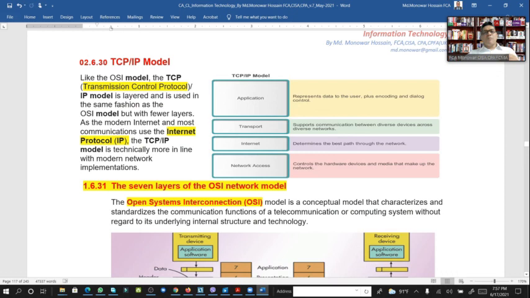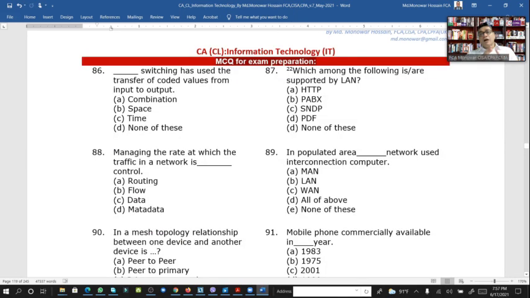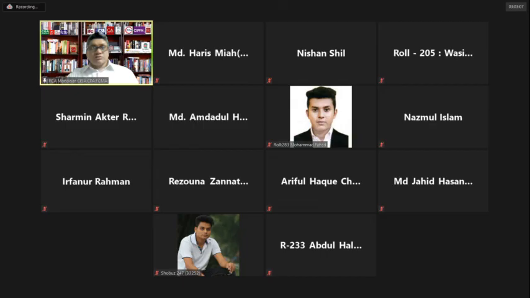So that is all for the chapter. Now we will see a few objective questions for clear understanding. This type of question can also come in your online exam.